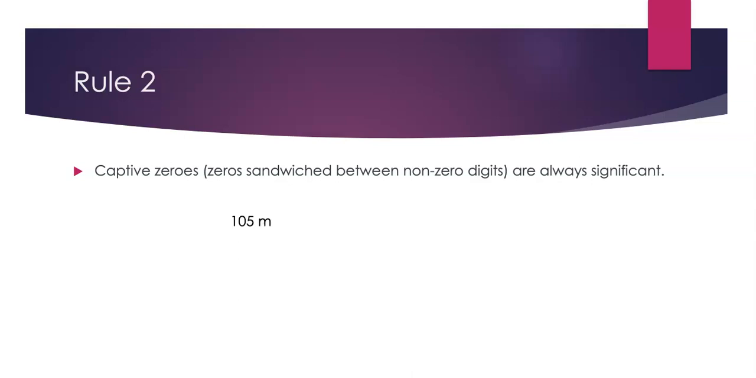So, for example, if we have a measurement of 105 meters, there's 2 non-zero digits and a 0 in between them. There are 3 sig figs. And we can actually have more than one captive zero in between non-zero digits, so 7,006 seconds. Both of those zeros are significant. There are 4 sig figs. 200,007 grams. All right, if that's your measurement and that's how it's supposed to be reported, there are 6 sig figs. All right, so let's go on. We're ready. Captive zeros are easy to identify. Let's go on and look at Rule 3.